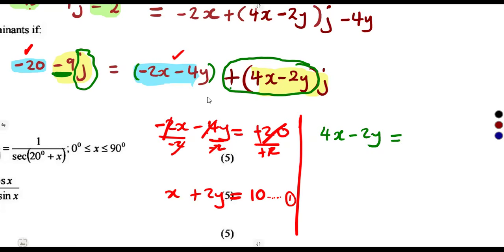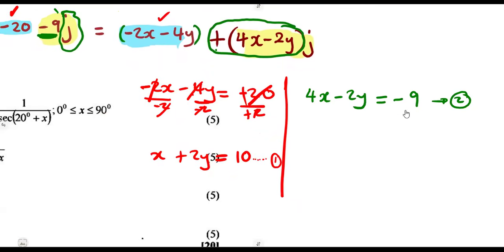So this whole part is equal to the negative 9 where the j is. It's an equation, so this is equation 2. Can you reduce this? No, we cannot reduce this. So we can have our equation this way. For this one, we can use any method.